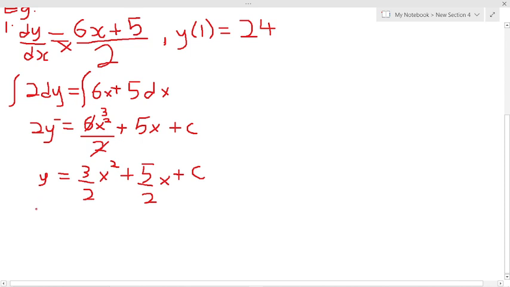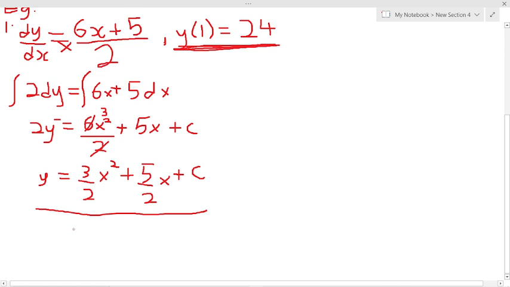So this is our differential equation. But remember I said we'll come back to this. We were given a condition. What is the condition? They said y of 1 equal to 24. So when x is equal to 1, y is equal to 24. So let's insert this condition into our equation, and that will help us get this constant. I hope you get me.